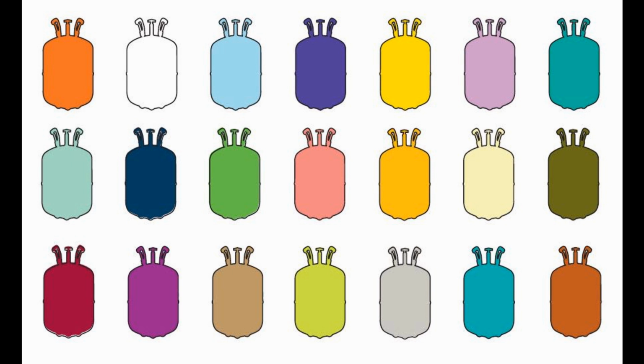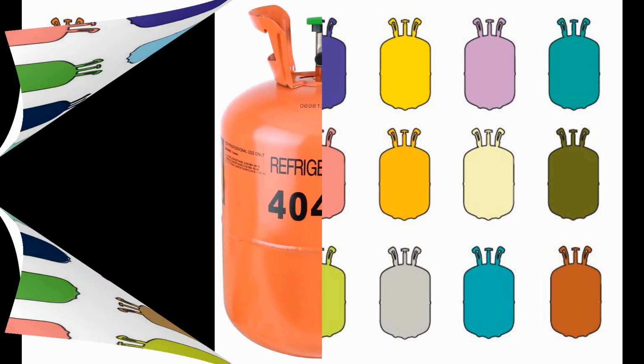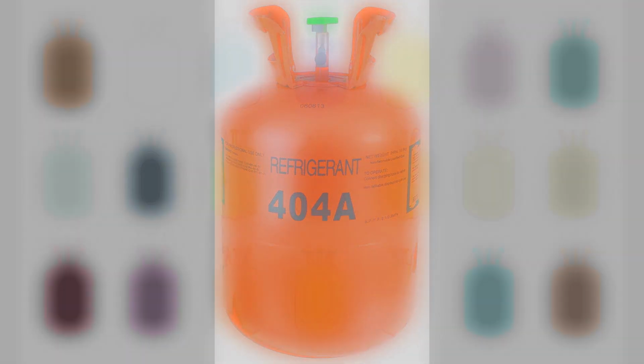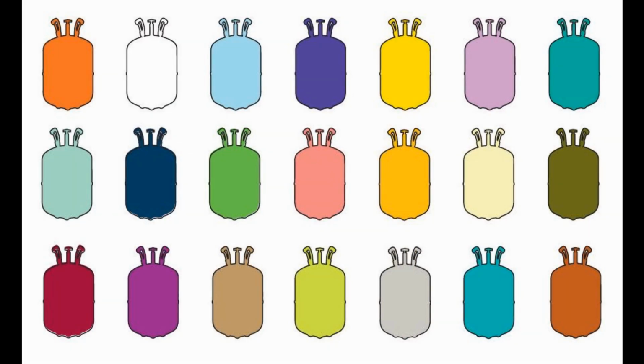3. The high-pressure liquid then flows through an expansion valve, where it rapidly expands and cools, becoming a low-pressure, low-temperature liquid. 4. The low-pressure, low-temperature liquid then enters the evaporator, where it absorbs heat from the surrounding air or water and evaporates into a low-pressure, low-temperature vapor. 5. The low-pressure, low-temperature vapor then returns to the compressor to start the cycle over again.